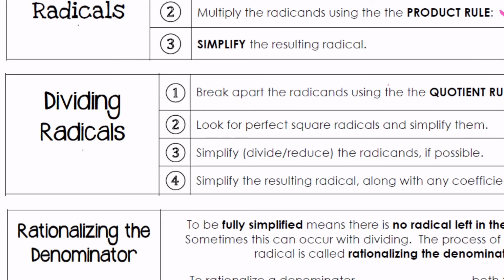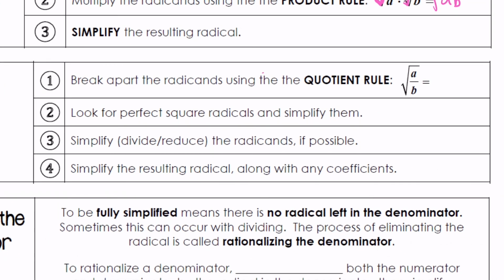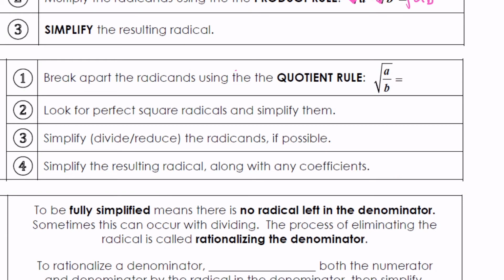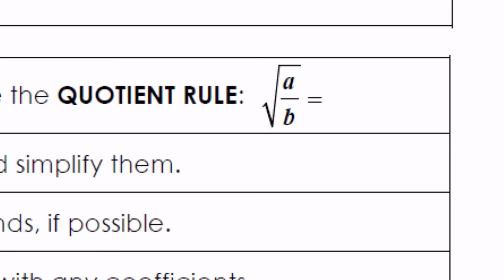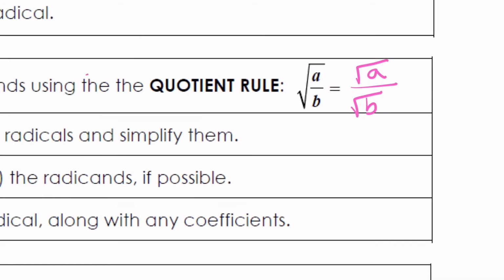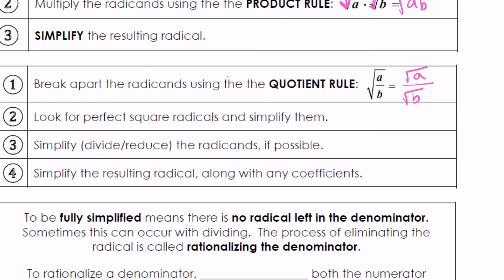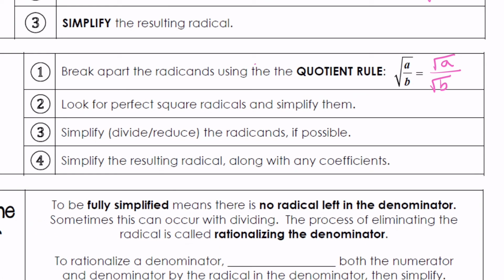We can also divide with radicals, and so what we do is we break apart the radicands, again, what's underneath the root symbol, using what we call the quotient rule. And that tells us that if we have the square root of a divided by b, that means I have the square root of a divided by the square root of b. I can just break it up into pieces. Okay. So we can then look for perfect squares in those radicals and simplify them.